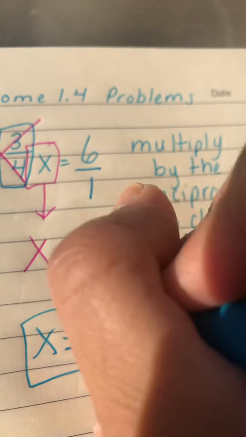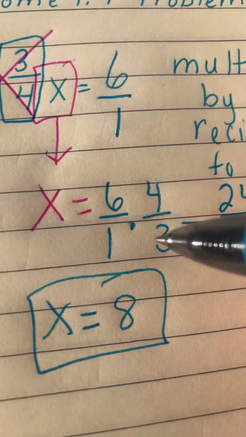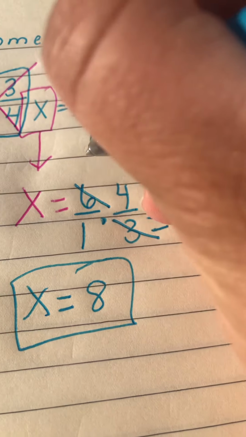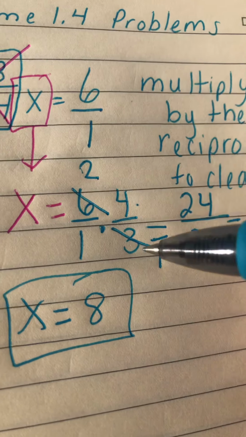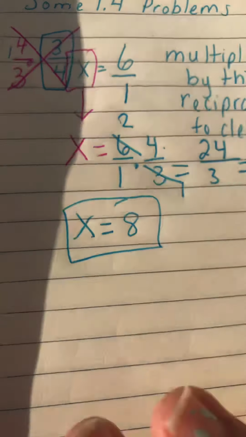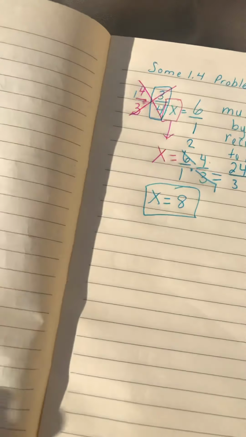Okay, you can do it like that, or if you're a fan of canceling early, you could go in here. 3 will go into 6 twice and into itself once. 4 times 2 is 8, 1 times 1 is 1. So you can choose whichever way you might like to do that.